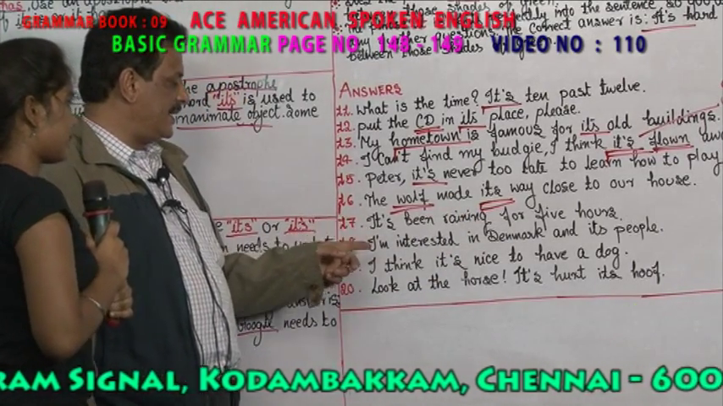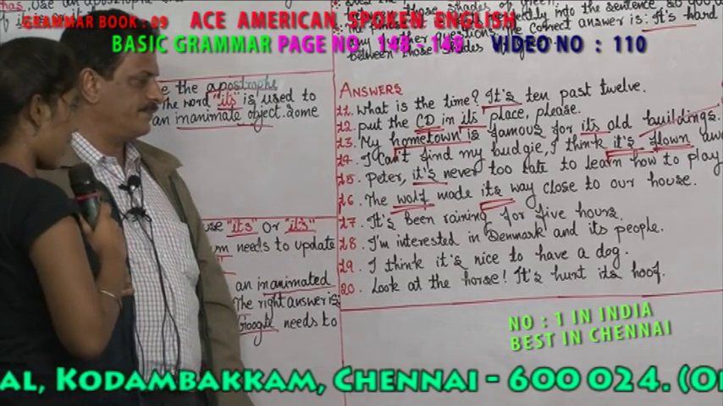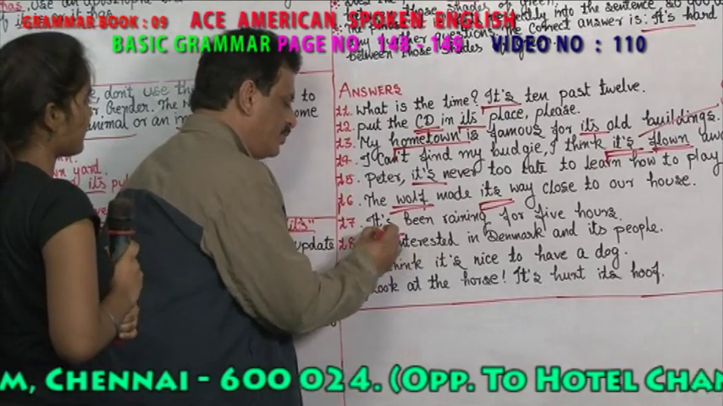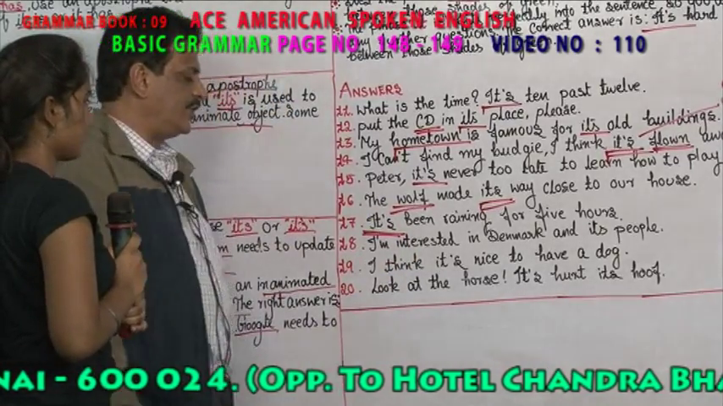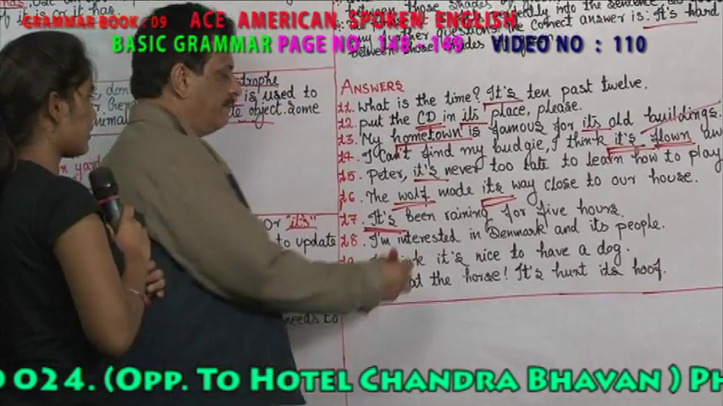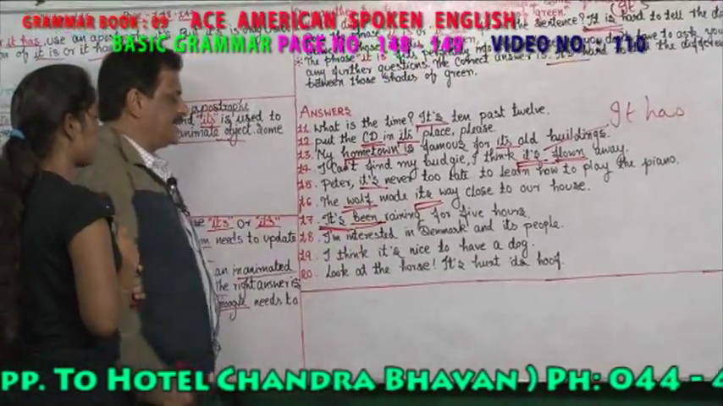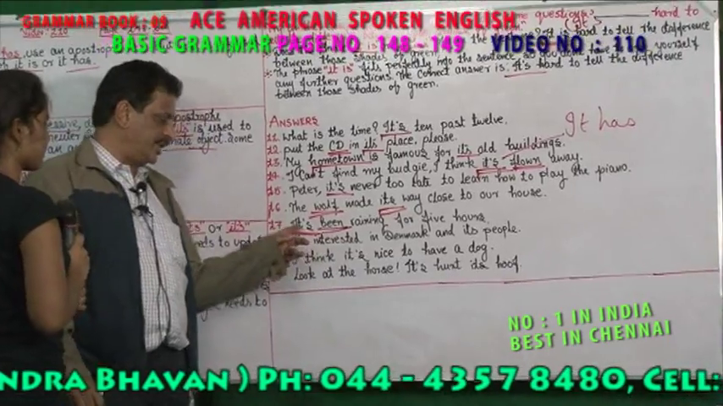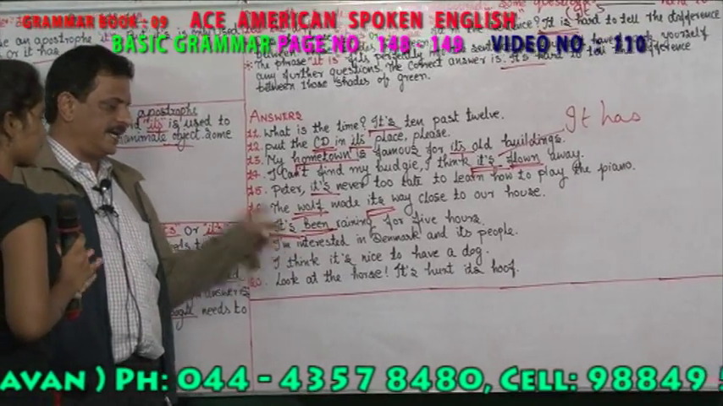Next: It has been raining for 5 hours. So it has been raining. Why do you say "it has"? Why not "it is"? Because "been" is the past participle. Yes, it has been raining. So it is present perfect continuous, and you are shortening it by using apostrophe.